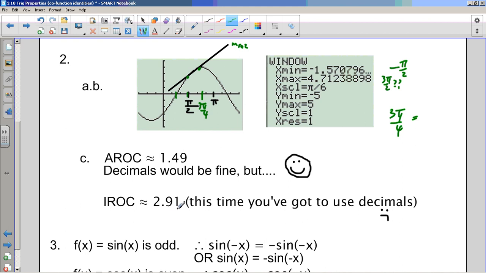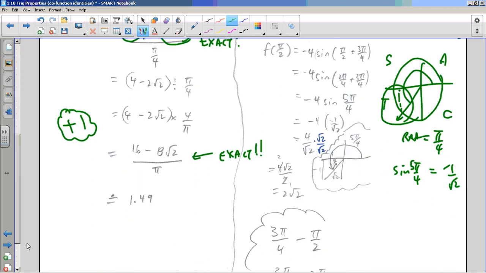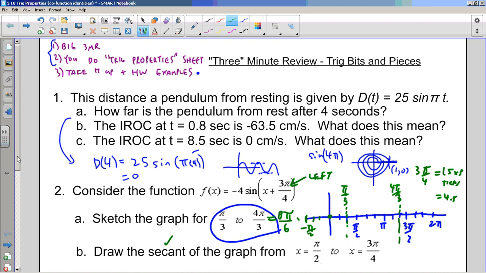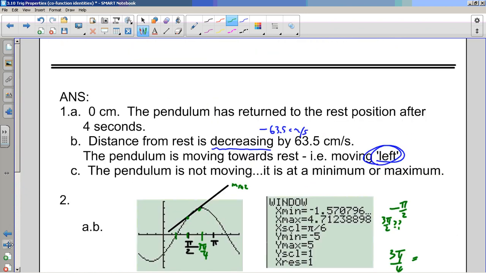The IROC, 2.91 about, and how would you get that? This time you've got to use decimals. Essentially, remember, the IROC is still just f at x plus h minus f at x over h, where the h is something that we want to have very close, right? Very small. H is 0.01. Our x was, where were we trying to find our tangent again? Pi over 2.